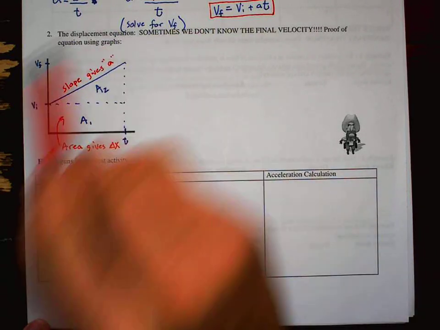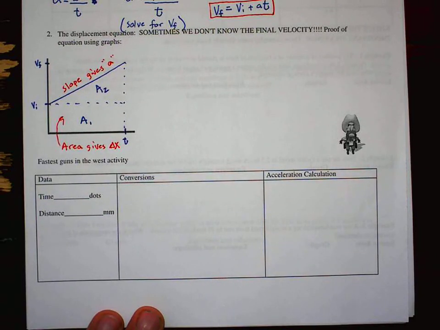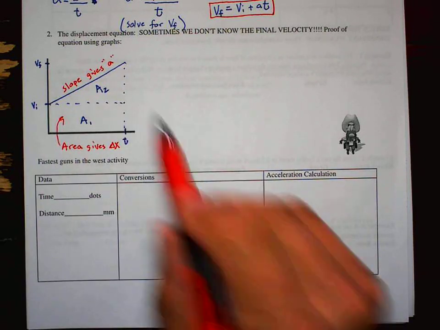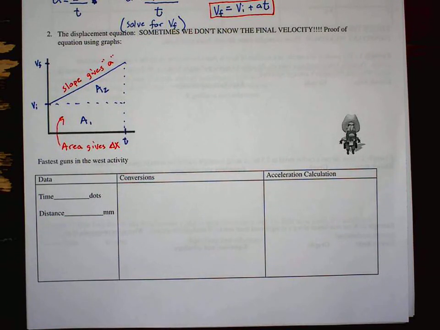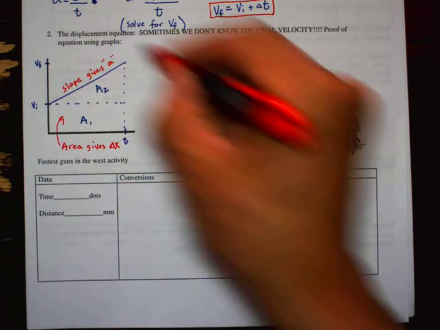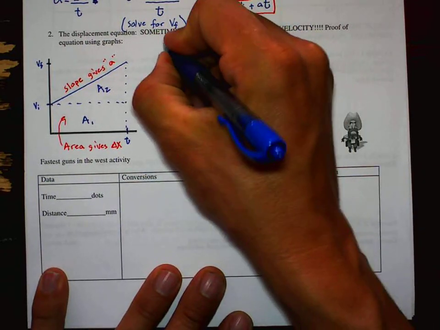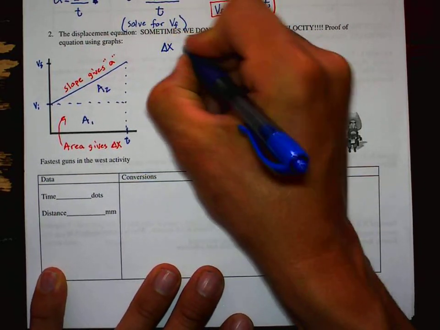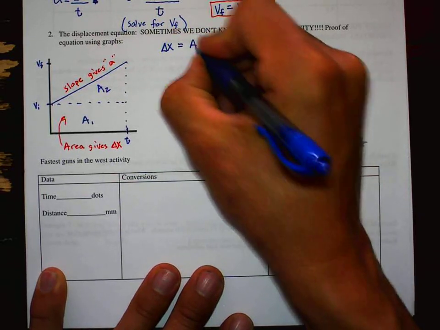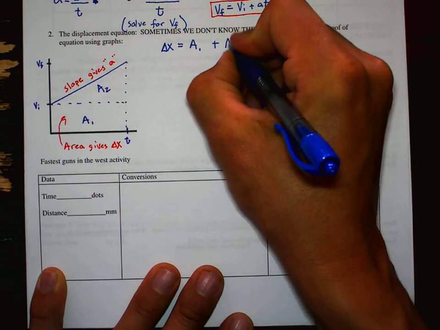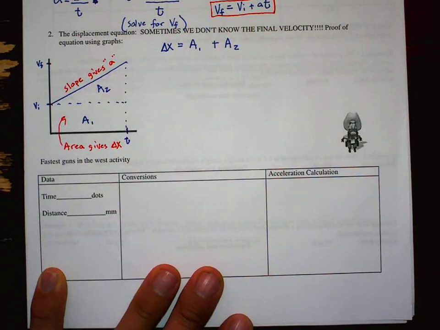And this, by the way, is just a little bit of basic calculus. You guys are doing calculus today. Okay? Now you're not going to need full-on calculus for this class. Okay? But this is the start of it. Alright. So how do we get this area here, and why does it give meters? That's what we're going to prove right now. So we're going to start out by saying delta x equals A1 plus A2. And we have 2 different shapes.